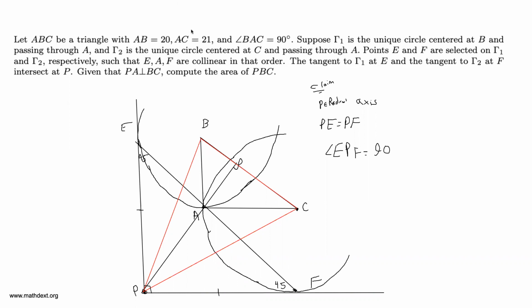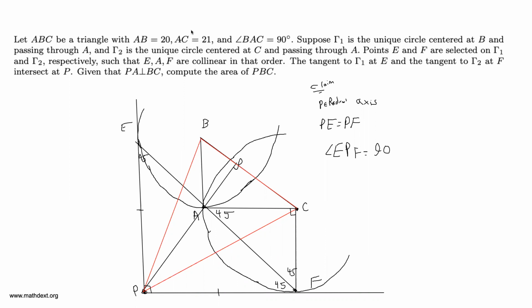Okay. Now, when I draw CF, we already knew that this angle was a 90-degree angle, which means this is 45. But this is also 45 because we're given triangle CAF was isosceles, so these two angles were equal to each other. Hence, this angle is 90 degrees, and CAF is a 45, 45, 90 triangle.